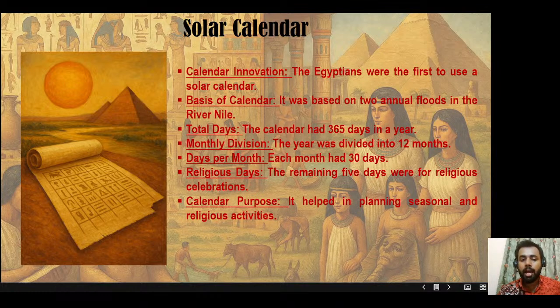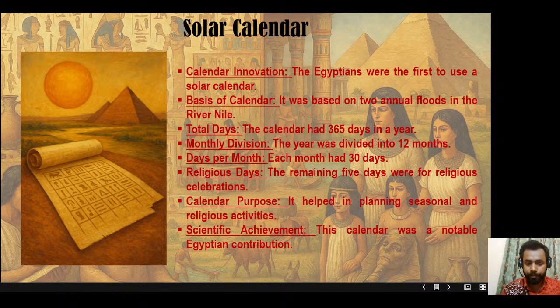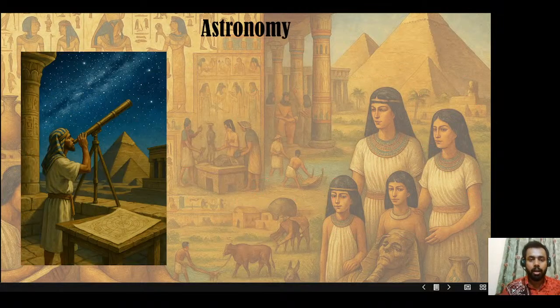Seasonal activities are mainly agricultural activities. So agricultural, when to sow seeds, when to harvest crops, all these things were based on seasonal calculations. This calendar was a notable Egyptian contribution. So this was one of the greatest contributions of the Egyptians, that is making of the solar calendar.